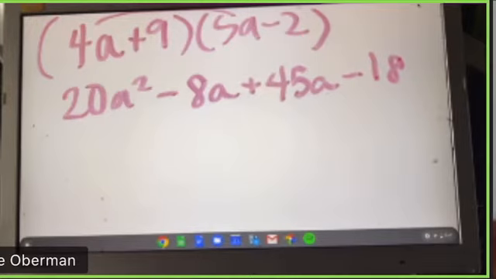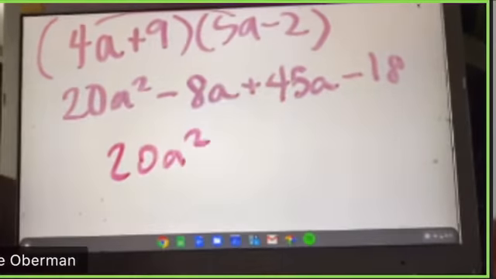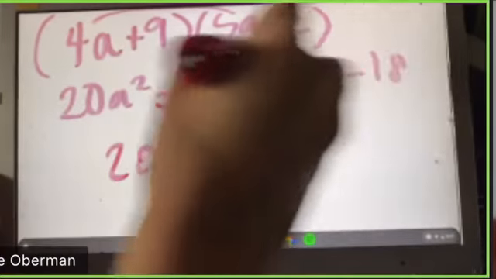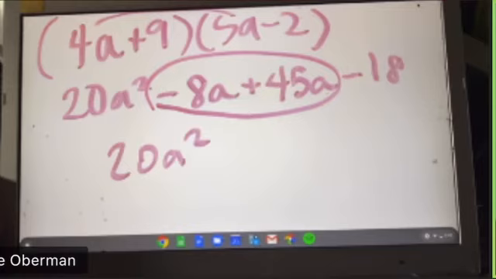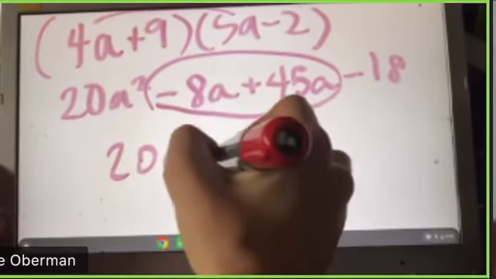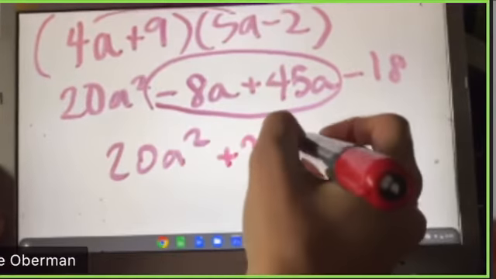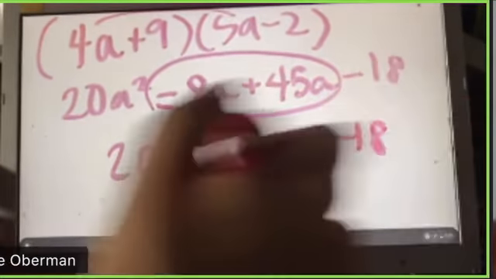But now I need to simplify it one more step. What do I do with this? Subtract. Yes, you're going to subtract 8a from 45a, right? So what do we get? That's like 37, I think, right? 37a minus 18. Okay, guys? Stuff like that. Can you do that? Do you think you'll be able to do it on the homework?